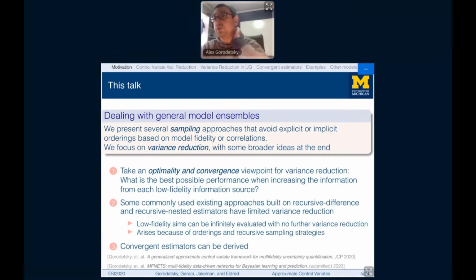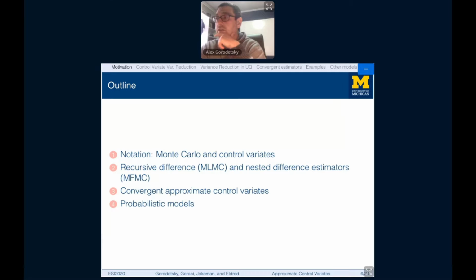So for the rest of the talk, I'll first introduce the notation. This will be notation on Monte Carlo and control variates, which will be the main tool that I investigate. Then I'll talk about recursive difference estimators, which are used within bias and variance MSE schemes like MLMC, and nested difference estimators, which create MFMC, multi-fidelity Monte Carlo. I'll talk about some convergent approximate control variates, and then some higher level directions that we're pursuing for general probabilistic models of the multi-fidelity UQ problem.